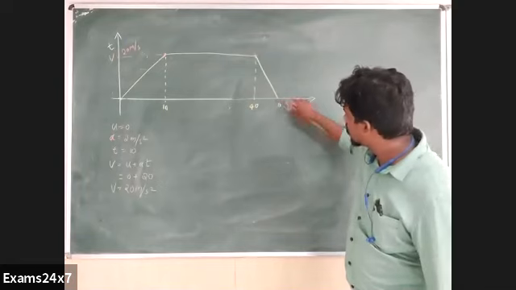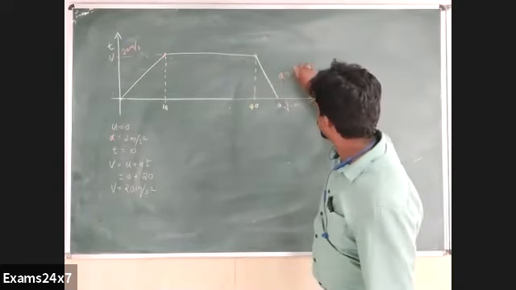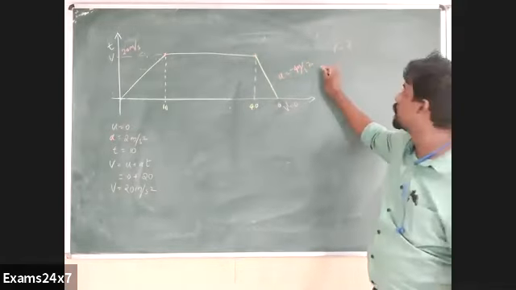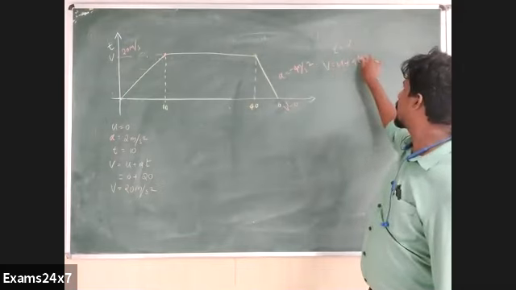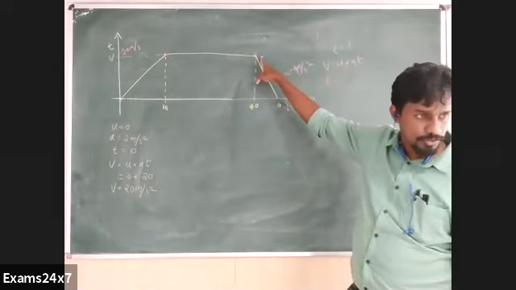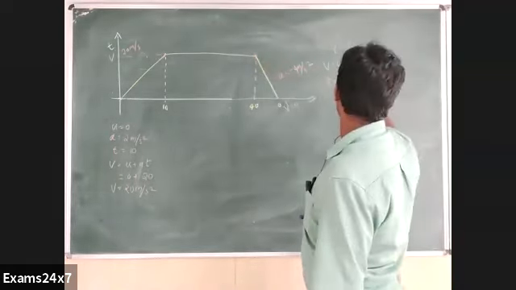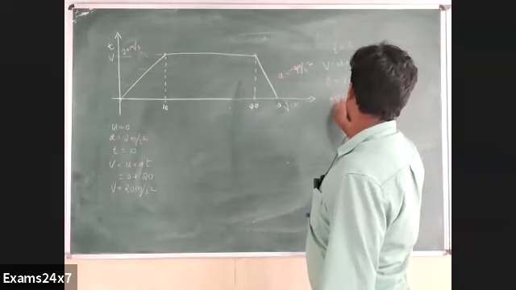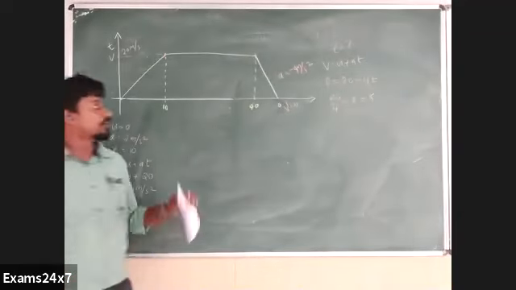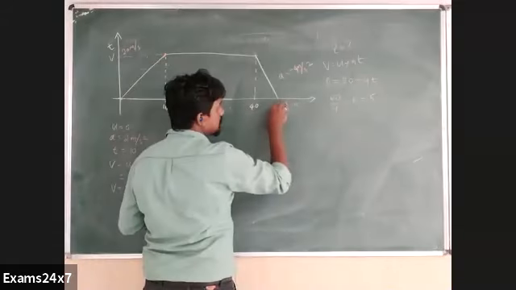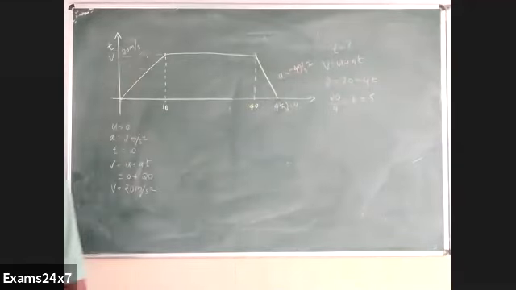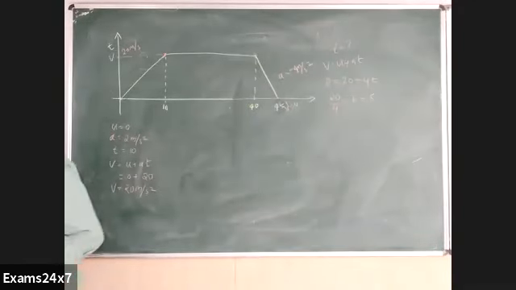Here V dash is 0. Acceleration is minus 4 meters per second squared. To find the time, you know that V is equal to U plus AT. V is 0. U, the initial velocity here, is 20 meters per second. So 0 equals 20 minus 4 into T, or 20 by 4 is equal to T. That is 5 seconds. That means from here it takes 5 seconds, that means it ends at 45 seconds. Correct?